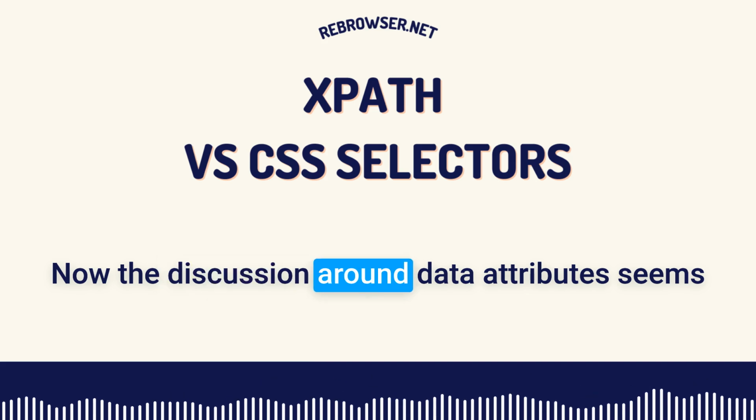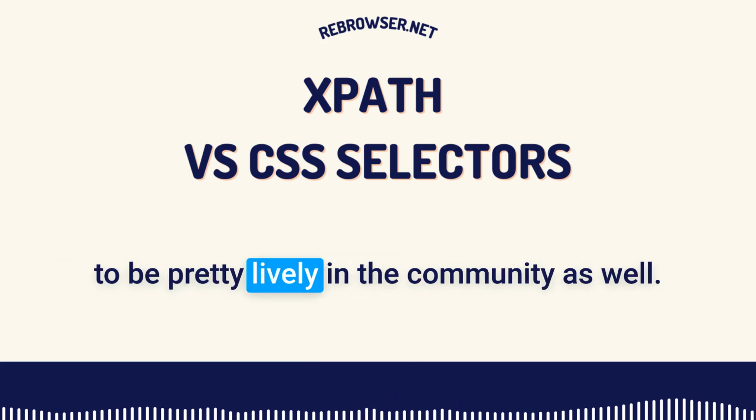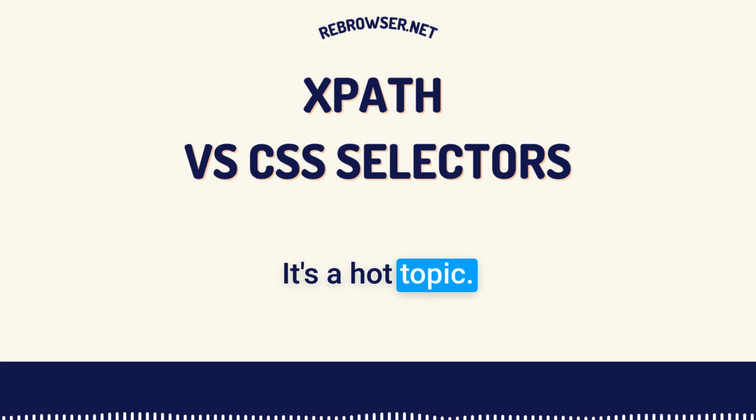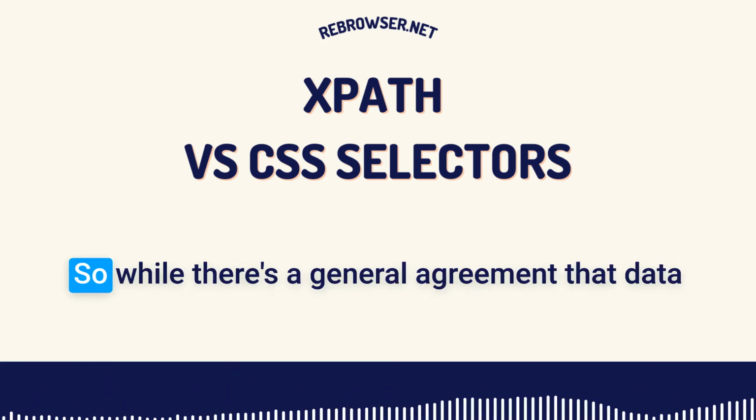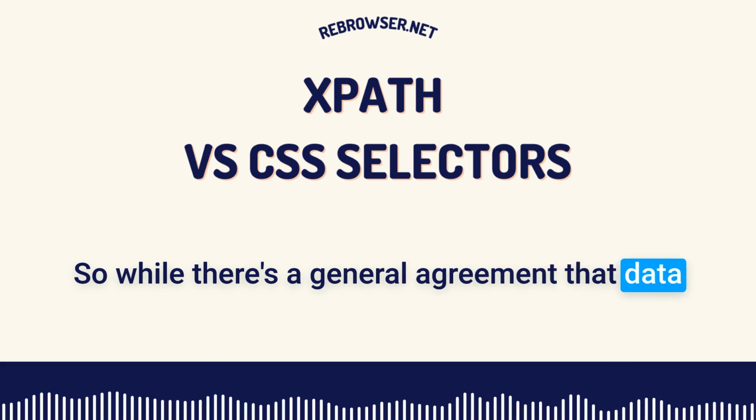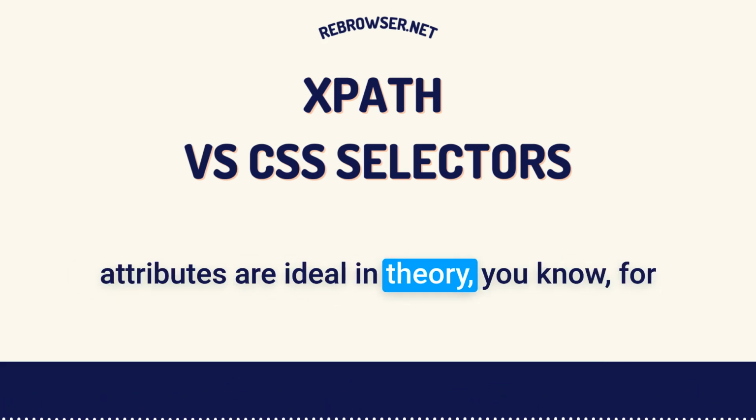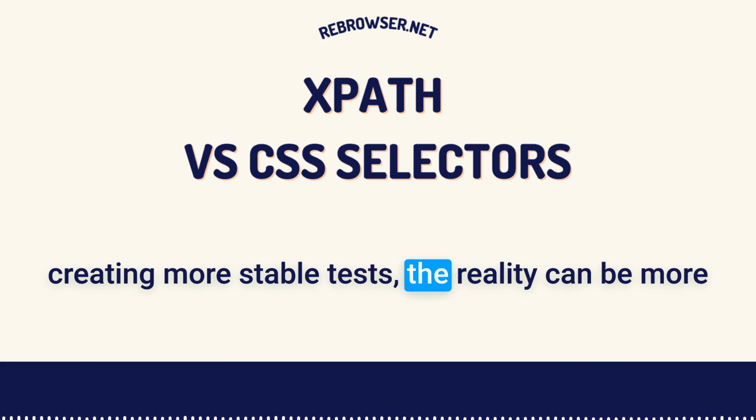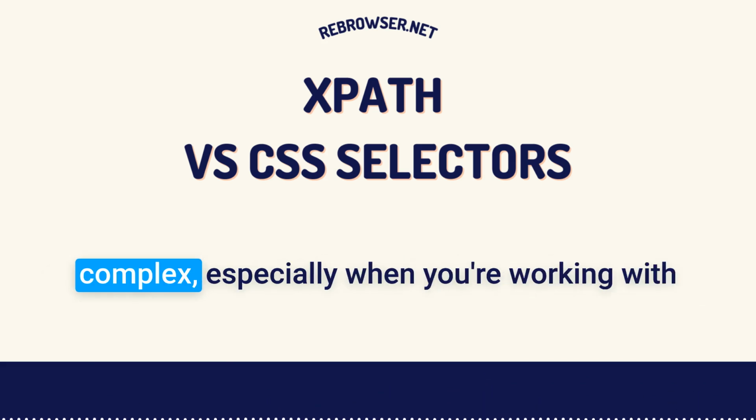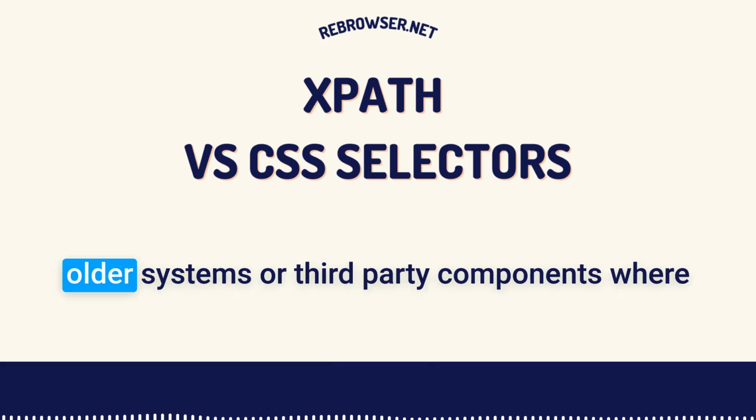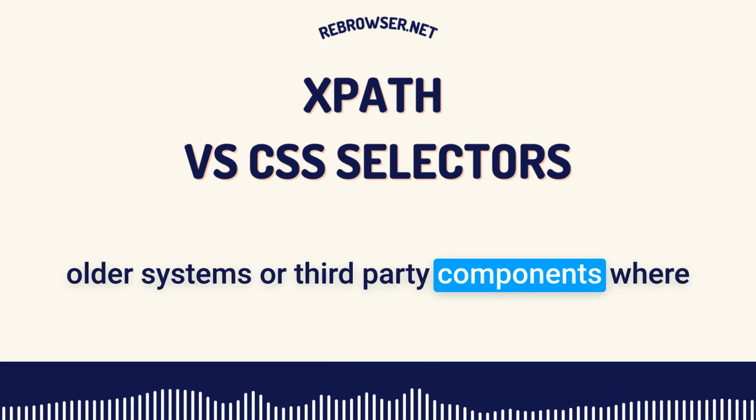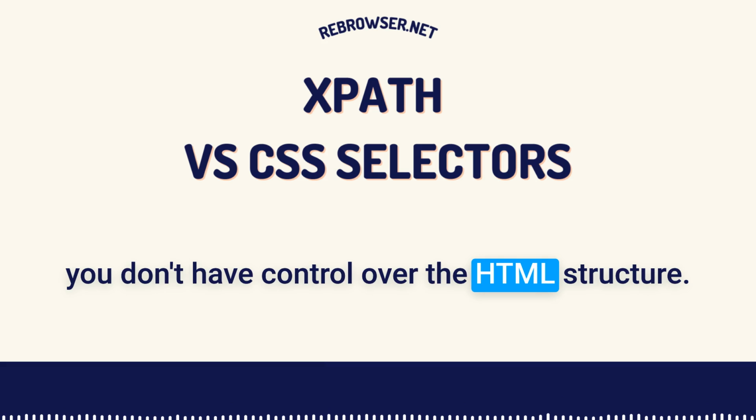Now, the discussion around data attributes seems to be pretty lively in the community as well. That's a hot topic. What are the different perspectives there? So while there's a general agreement that data attributes are ideal in theory, for creating more stable tests, the reality can be more complex, especially when you're working with older systems or third-party components where you don't have control over the HTML structure.